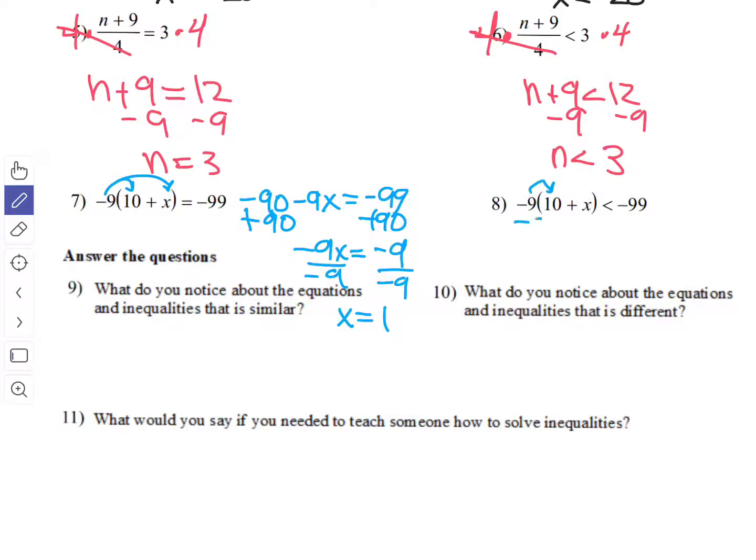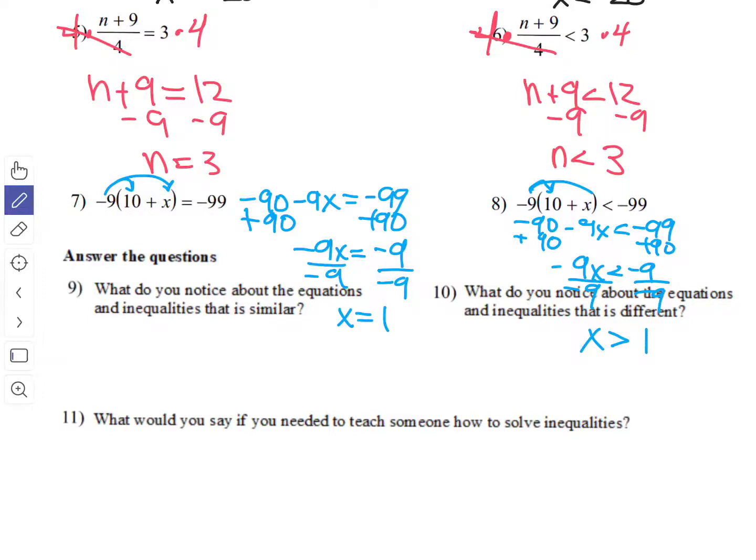Number 8, negative 90 minus negative 9 is less than negative 99. Oops, minus 9x there. Sorry, that was weird. I don't know what I was thinking there. So, minus 9x, there we go. Add 90 to both sides. We get negative 9x is less than negative 9. Divide by negative 9. We get x is greater than positive 1.